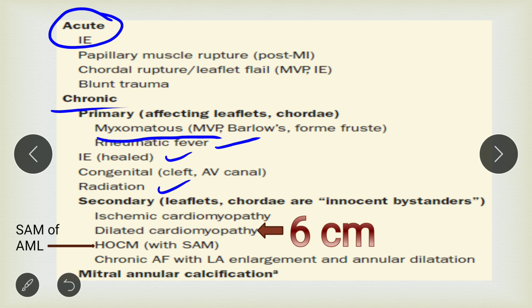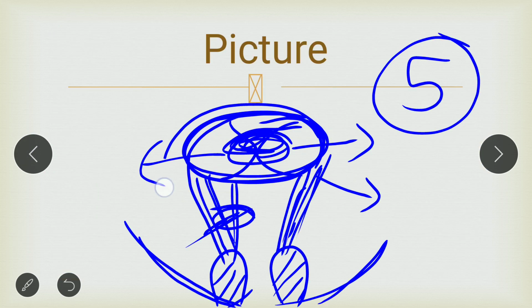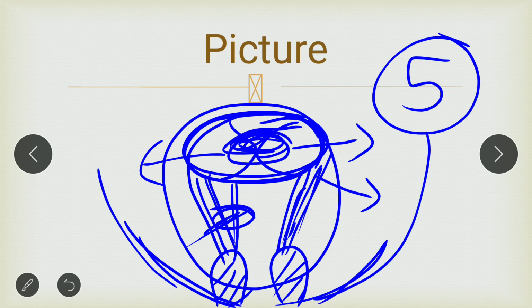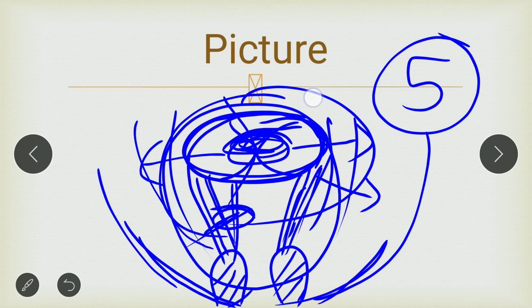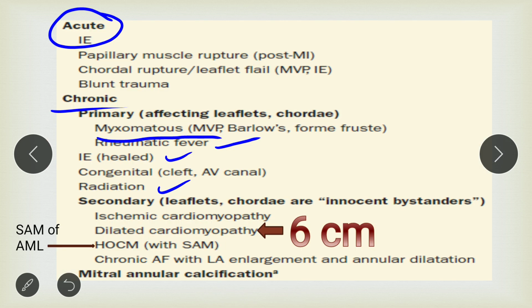Secondary causes for mitral regurgitation are in the form of dilated cardiomyopathy and ischemic cardiomyopathy. If all these 4 structures are normal, but the ventricle undergoes dilatation, it pulls the annulus outwards, because the ventricle is attached here. Therefore, the leaflets cannot touch each other for closing, resulting in regurgitation. In dilated cardiomyopathy, when the left ventricle cavity goes beyond 6 cm, there is a chance of developing mitral regurgitation because of the annular dilatation.